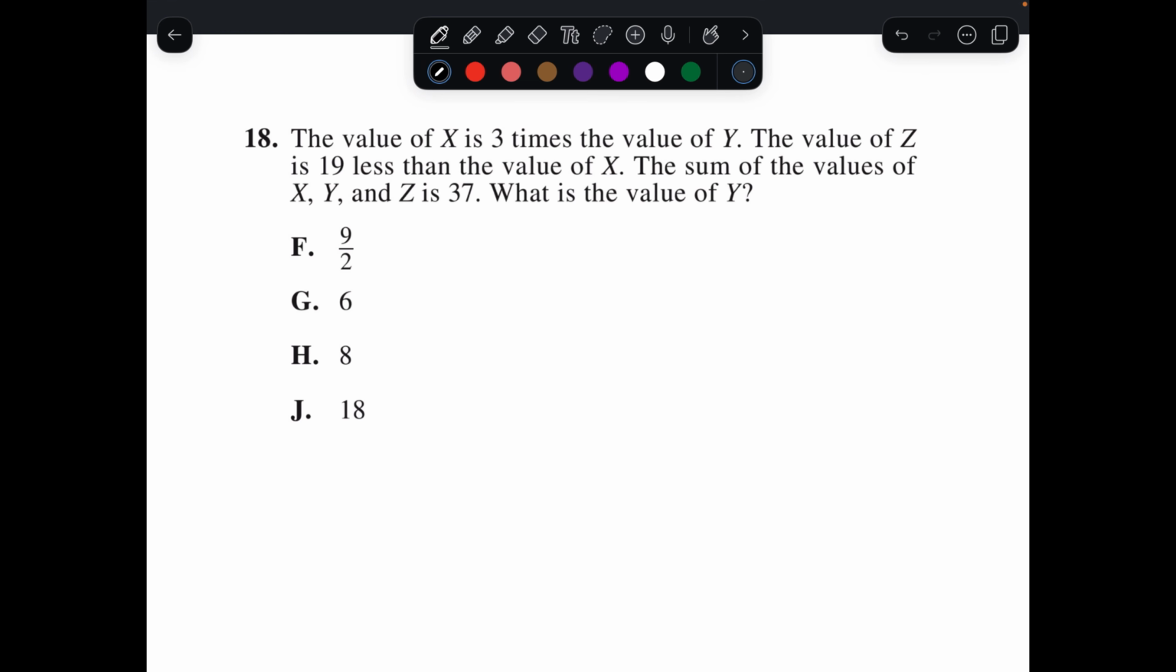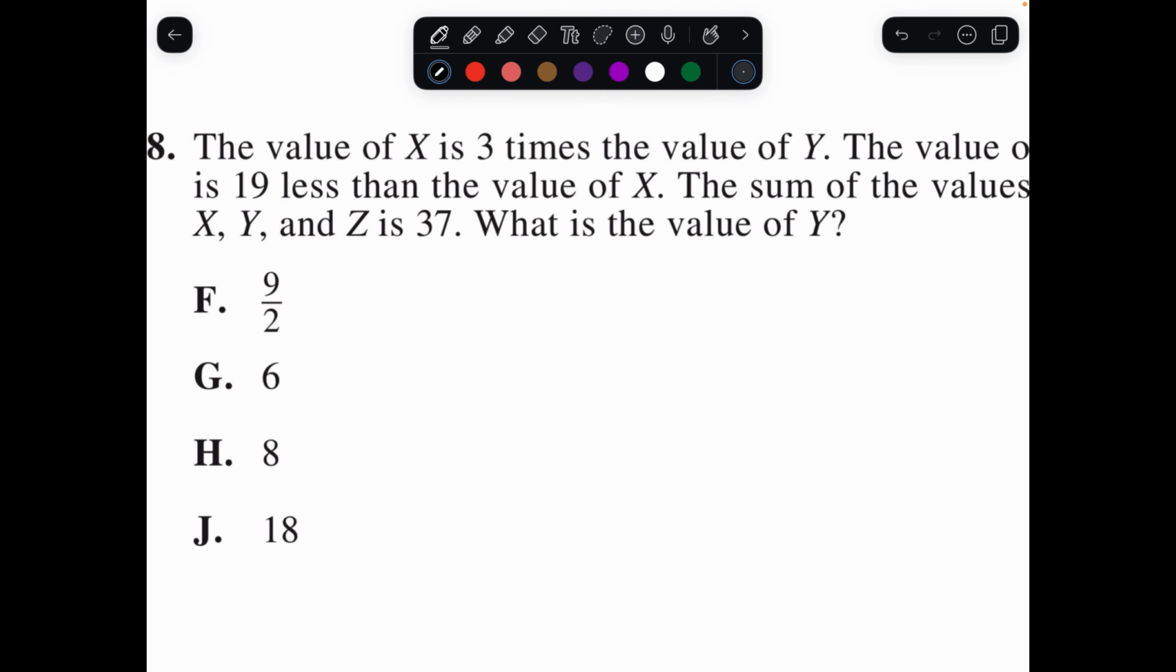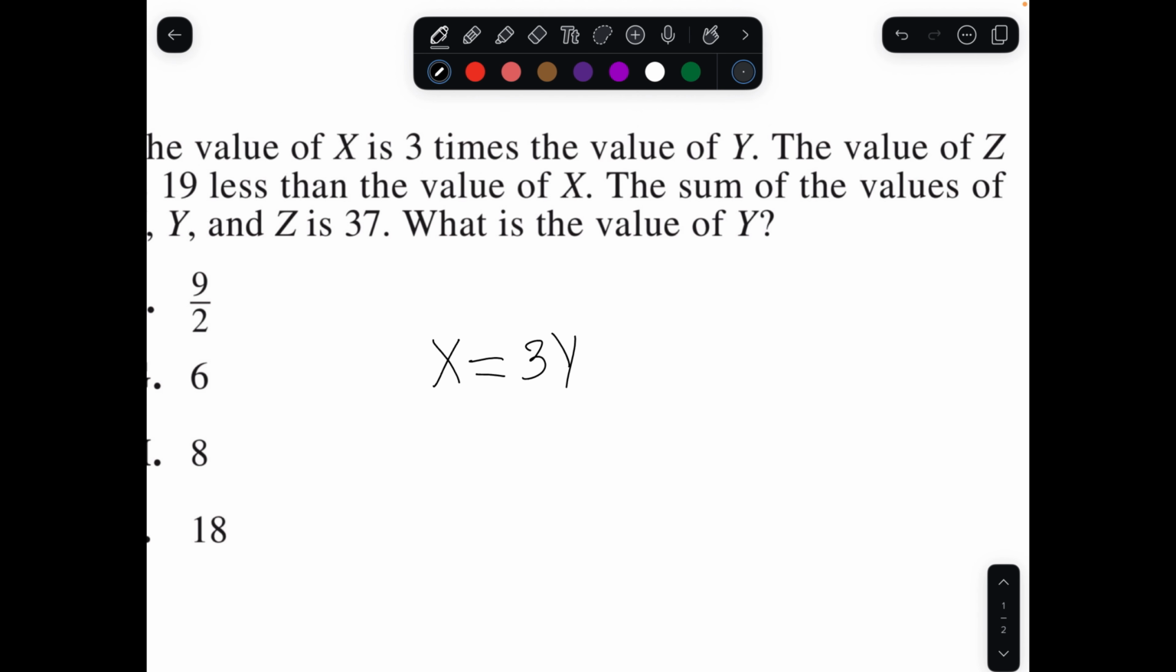So for this problem, what I would do is just exactly write down what the problem says. Read and write. So it says x is 3 times the value of y. So whenever you see "is," you can just replace that with equals: x equals 3y. So now we have an equation, right? Then it says the value of z is 19 less than the value of x. So z equals x minus 19, right?